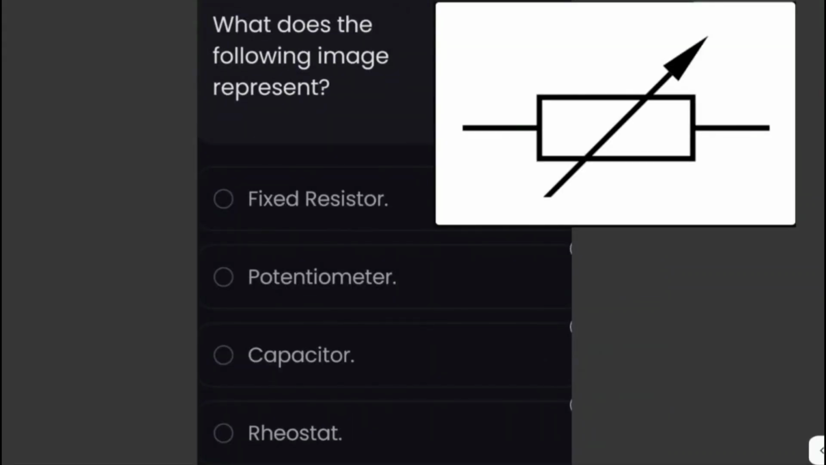What does the following image represent? Fixed resistor, potentiometer, capacitor, or rheostat? So the figure given here represents a rheostat.